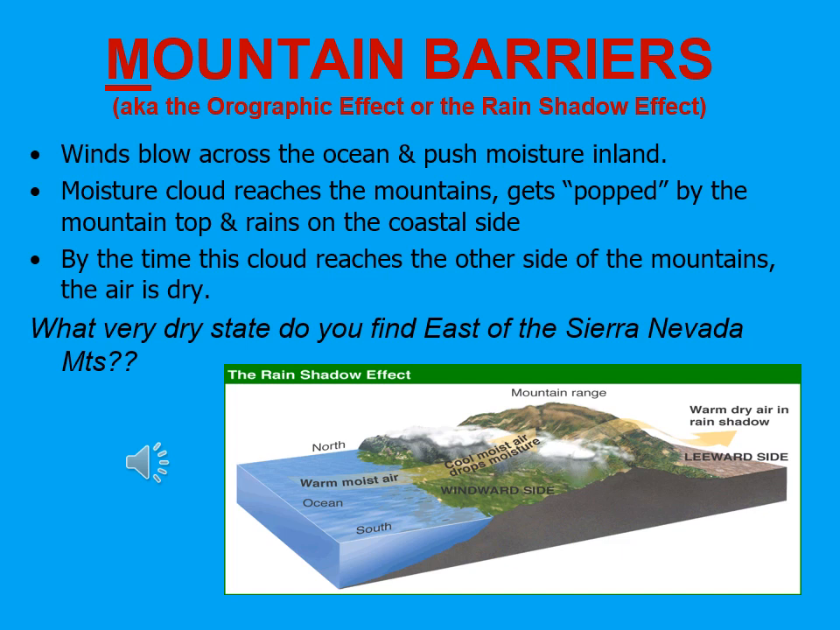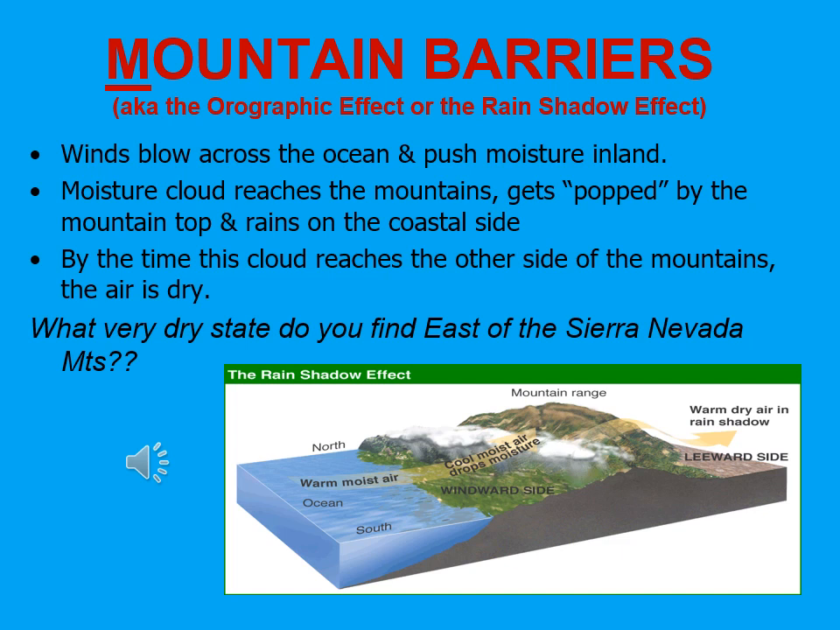Okay, so what happens is that the winds blow across the ocean and push moisture inland. The moisture cloud reaches the mountain, it gets popped by the mountaintop and rains on the coastal side. You look at that graphic right there. By the time it comes out the other side of the mountain, the air is dry. Which is what we call the leeward side.